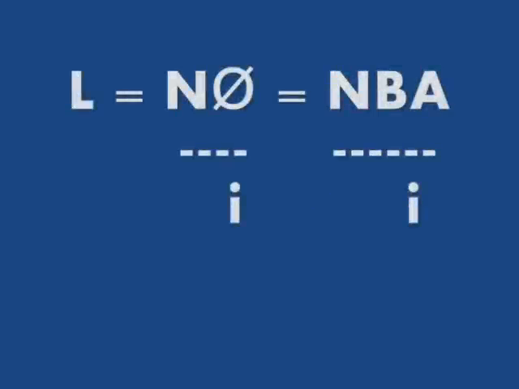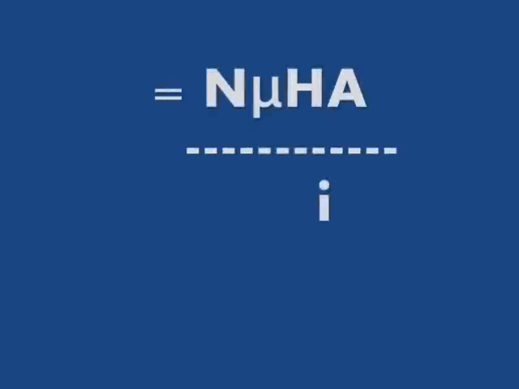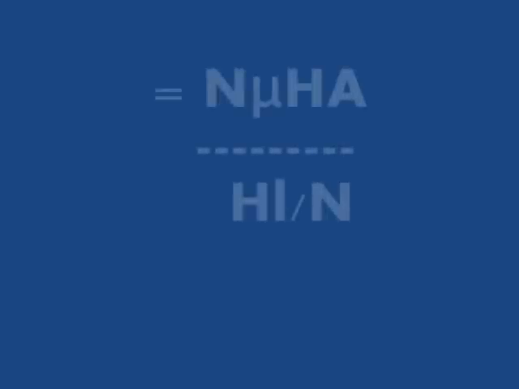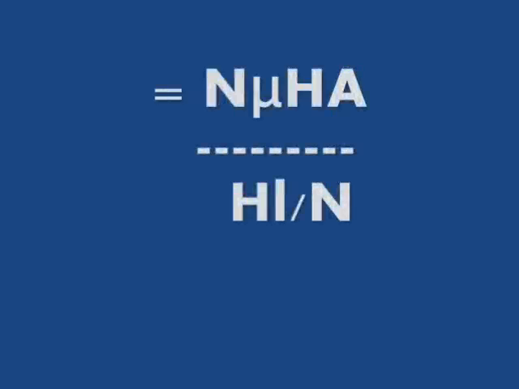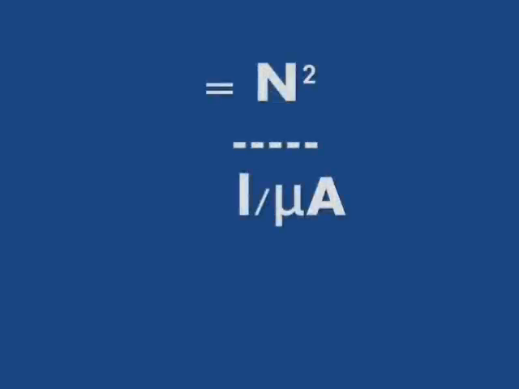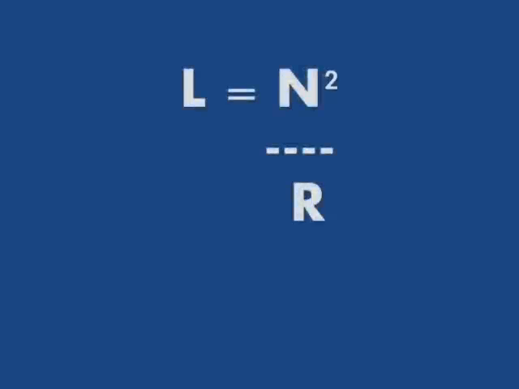From the first two equations, we will get that L equals N flux over I, equals N B A over I, equals N mu H A over I, equals N mu H A over H l over N, equals N squared l over mu A. To note that l over mu A equals the reluctance of the magnetic path. So at last we get that L equals N squared over R.